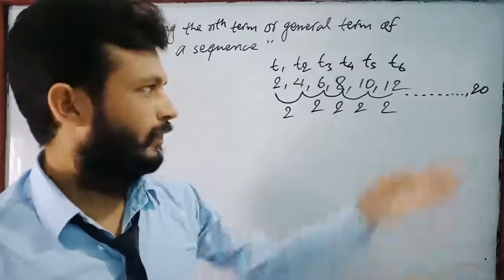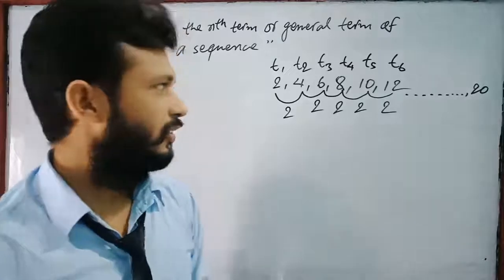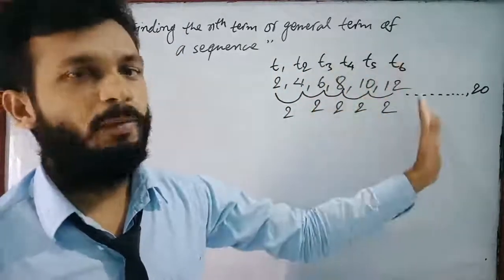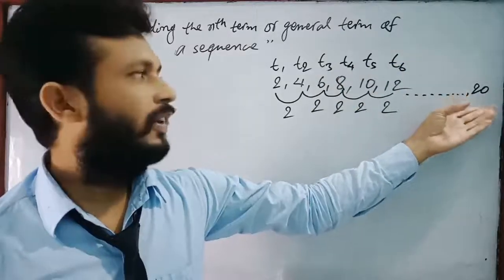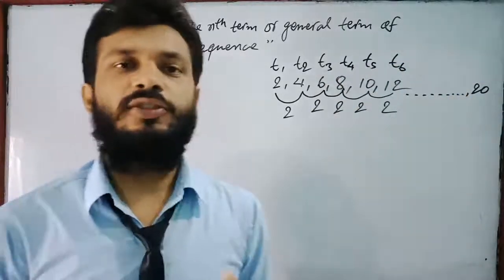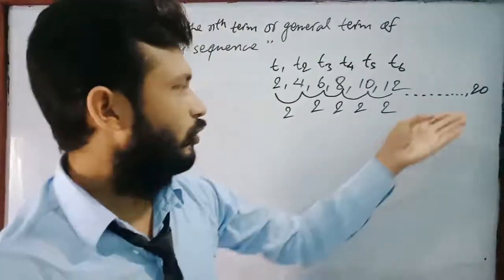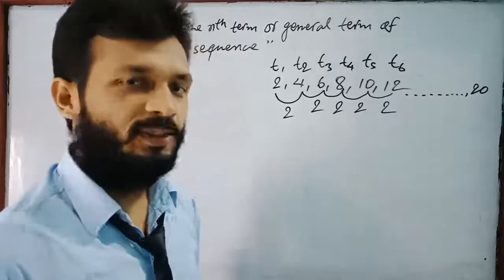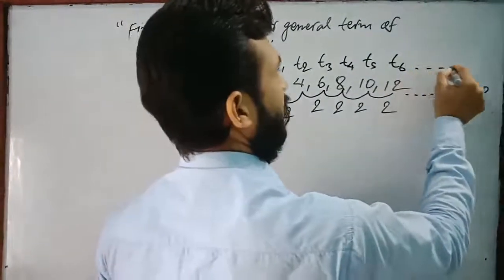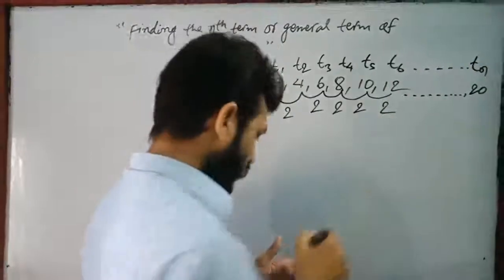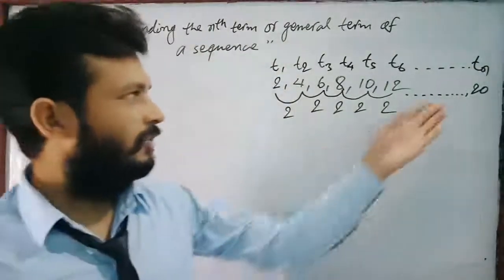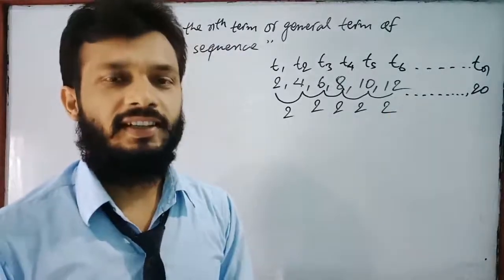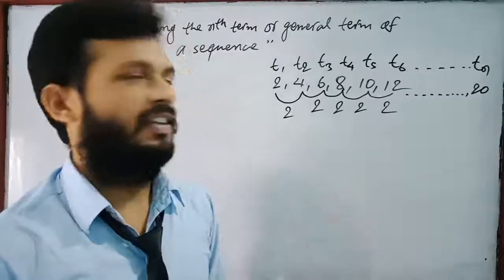So let's say the place is n. Understood? First, second, third, fourth, fifth, sixth. Same way, what is the place of 20? So let 20 be at the nth place. So it is denoted by Tn. Understood? Okay, we have to find Tn. Then how to find Tn? Let's see.